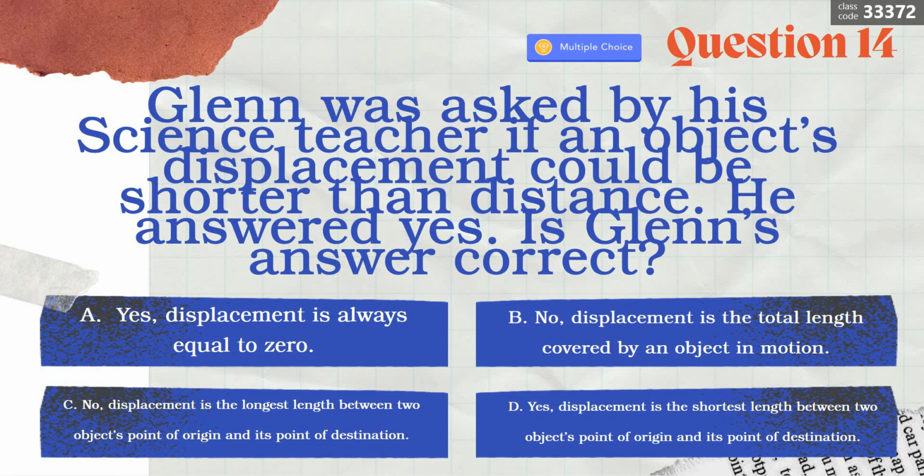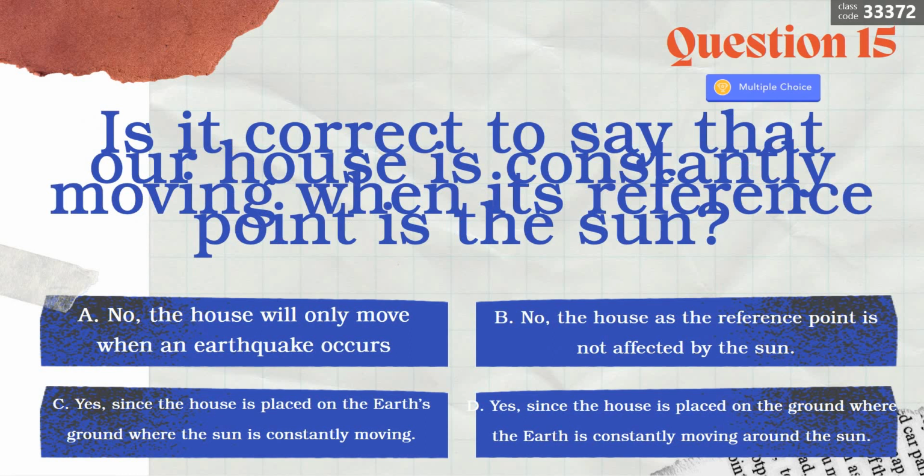Very good. The correct answer is letter D. Yes. Displacement is the shortest length between two objects' point of origin and its point of destination. Then we have the last. Is it correct to say that our house is constantly moving when its reference point is the sun? A. No. The house will only move when an earthquake occurs. B. No. The house as a reference point is not affected by the sun. C. Yes. Since the house is placed on the earth's ground where the sun is constantly moving. D. Yes. Since the house is placed on the ground where the earth is constantly moving around the sun.